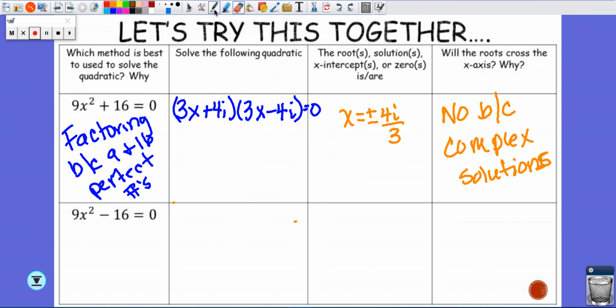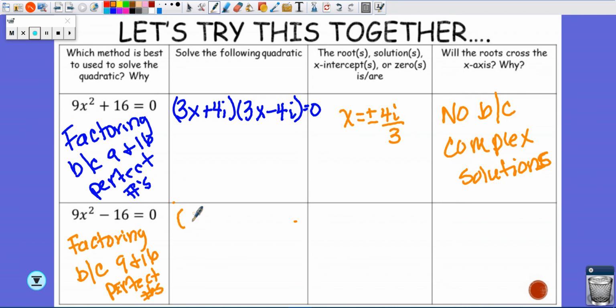Okay, it says in this question, which method is best to use to solve the quadratic? And we're going to say factoring again. Normally we would go to square root, but because both of the numbers are perfect squares, we're going to say factoring, because 9 and 16 are perfect numbers. So here, the square root of 9 is 3, and I'm going to put x. The square root of 16 is 4, so I'm going to put minus 4. It doesn't matter if you put the plus or the minus first. x plus 4, set it equal to 0.